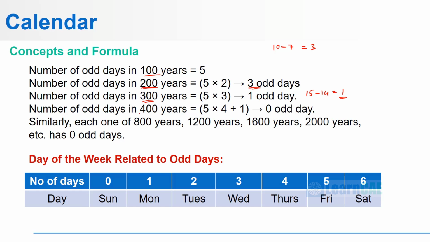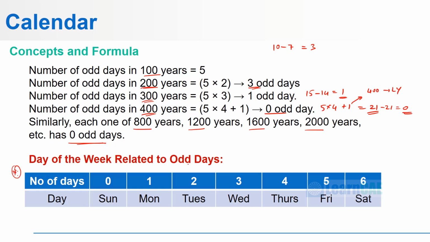Next, the number of odd days in 400 years is equal to 5 into 4 plus 1. This plus 1 is because the 400th year is a leap year. Therefore, it is plus 1. So, in total it is 21 and which is a multiple of 7. Therefore, 21 minus 21 is equal to 0. There are no odd days in 400 years. Similarly, each one of 800, 1200, 1600, 2000 years, etc. has 0 odd days. And this table is important.